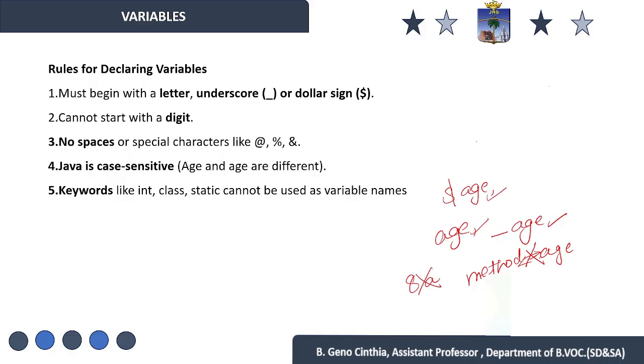It is not possible. Fourth one is Java is case sensitive. Fifth one is keywords like int, class, static cannot be used as a variable name. A variable name cannot be class. A variable name cannot be int. Variable name cannot be static. All these are not possible when declaring variables in Java.